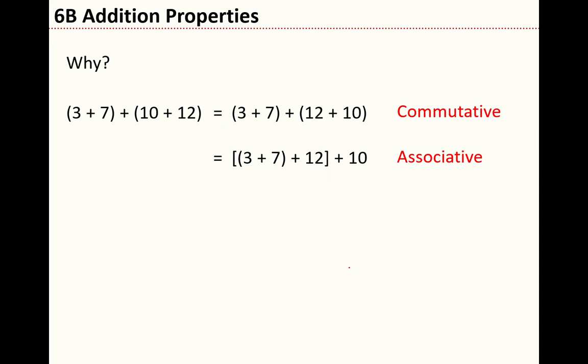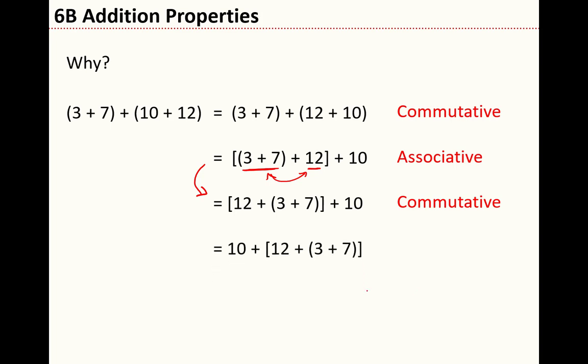Okay, moving on, another equation. What is going on here? Why is this equality true? It looks like the 3 plus 7 and the 12 have changed places. So that is the commutative property.